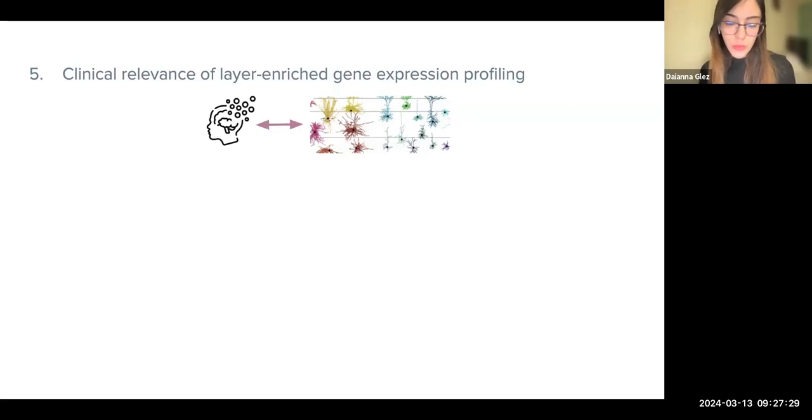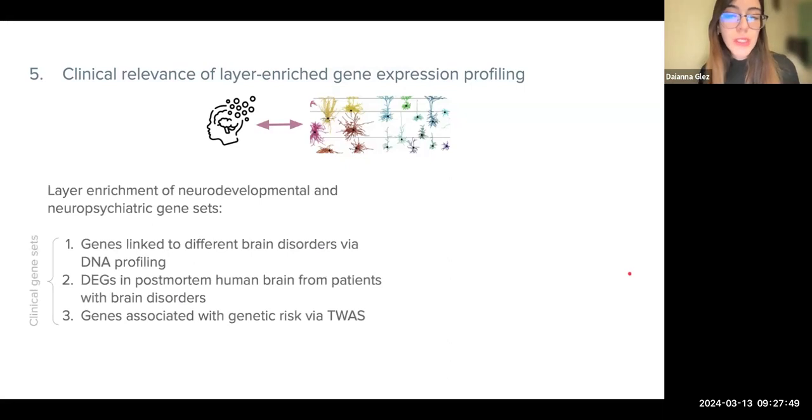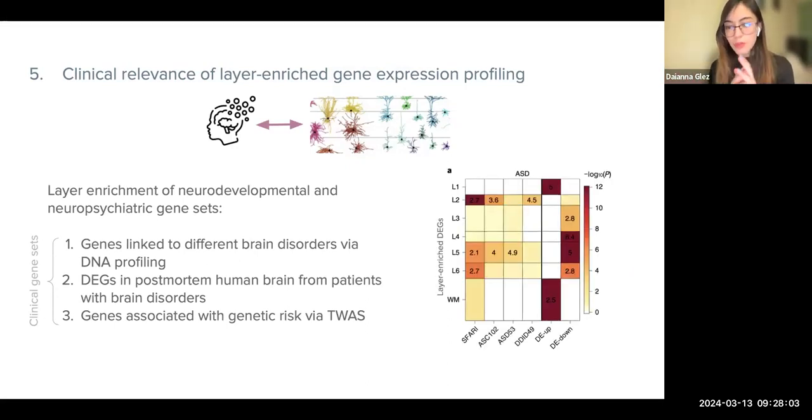But of interest, it was also to test the clinical relevance of this gene expression profiling enriched for certain layers. Because as I told you at the beginning, there are several neuropsychiatric disorders that are specifically associated with molecularly defined cell types and brain regions. So to do that, they took sets of genes of neurodevelopmental and neuropsychiatric relevance, and tested for their enrichment in different layers in the human DLPFC. So they took two different classes of clinical gene sets and generated this type of heat maps using one-sided Fisher test to assess this enrichment.